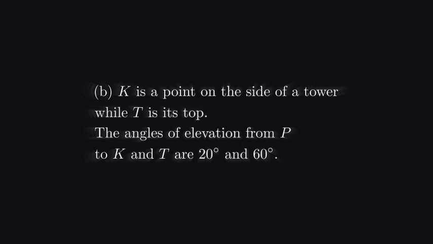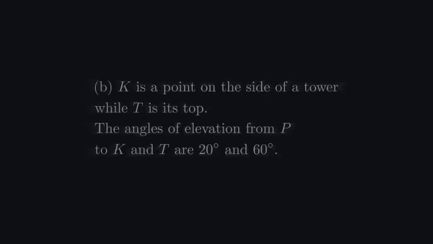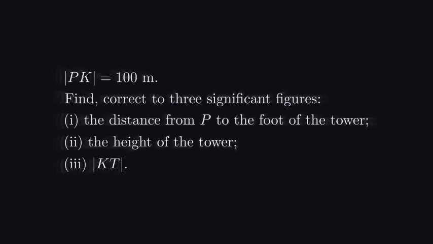In part B, K is a point on the side of the tower, and T is the top of the tower. From point P, the angle of elevation to K is 20 degrees, and the angle of elevation to T is 60 degrees. We are also given that PK equals 100 meters. We must find the distance from P to the foot of the tower, the height of the tower, and the length KT, all correct to three significant figures.